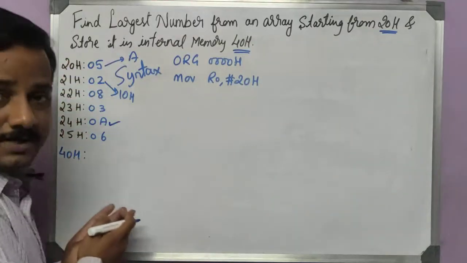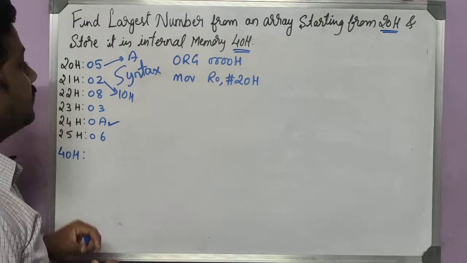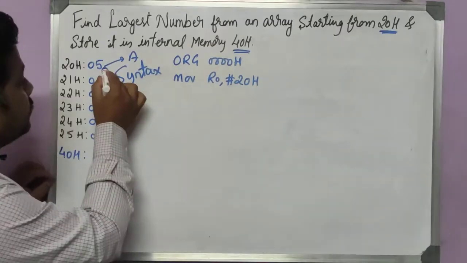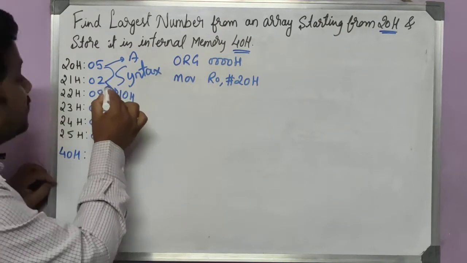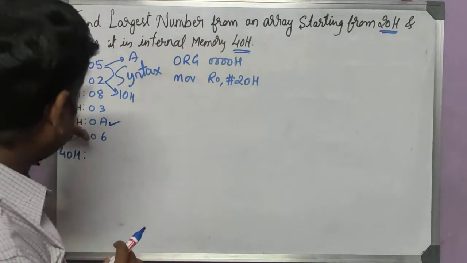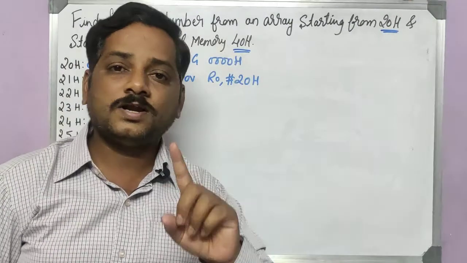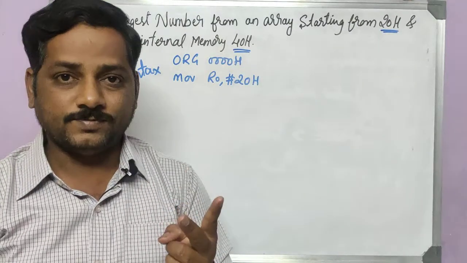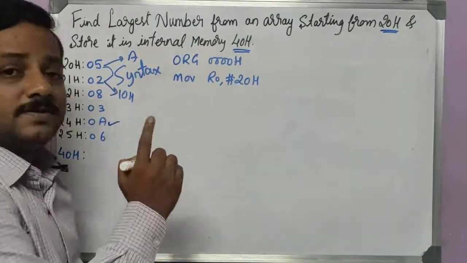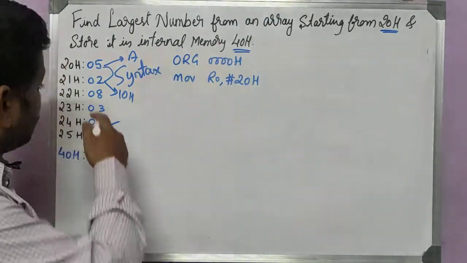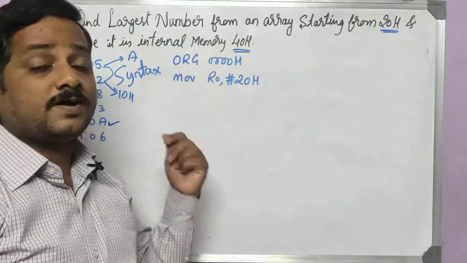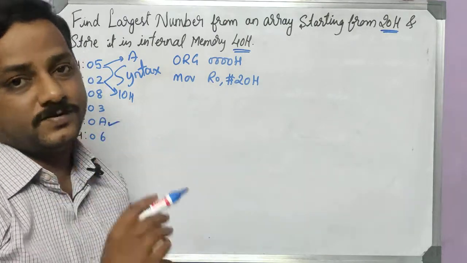Then there I am giving the data. Now this data has to be taken into accumulator, and we need to compare. I told you that I should compare these two. So how many comparisons will be there? To make one comparison, I need 2 inputs. Now I have 6 inputs here. So how many comparisons will be possible? 6 minus 1, that is 5.